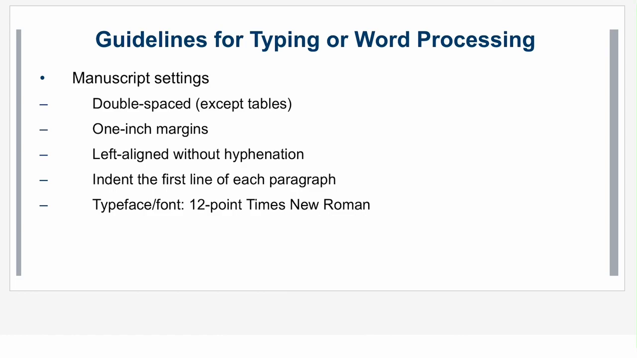Make sure you indent the first line of each paragraph. I've noticed in a lot of writing from students over the last year or two that many don't indent their paragraphs anymore. I'm not really sure why. So indent either 5 to 7 spaces or just tab.